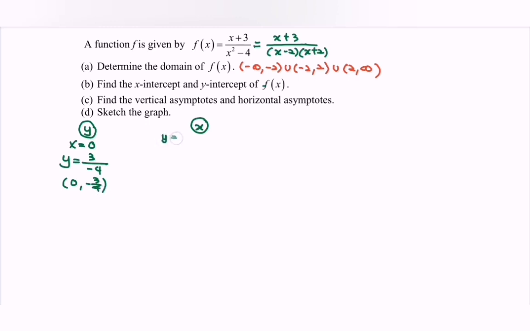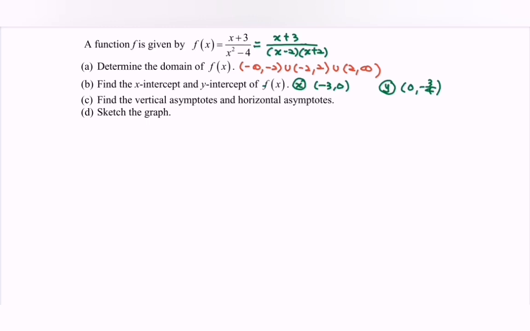When y is equal to 0, kindly substitute. 0 equals (x + 3) over (x squared minus 4). So x plus 3 equals 0, so x equals negative 3. So the x-intercept will be (negative 3, 0).